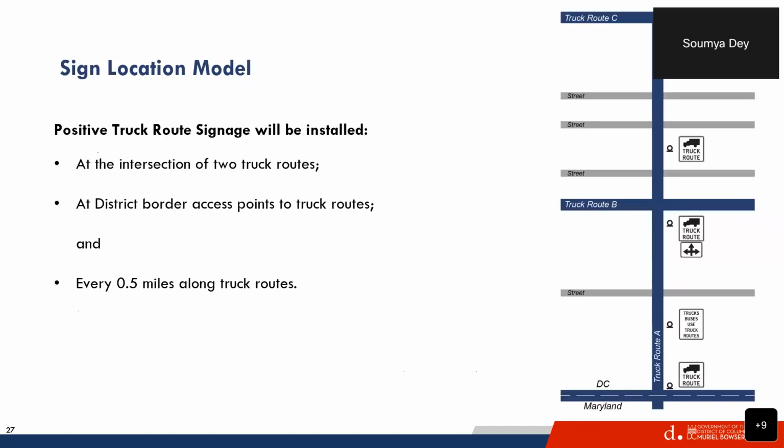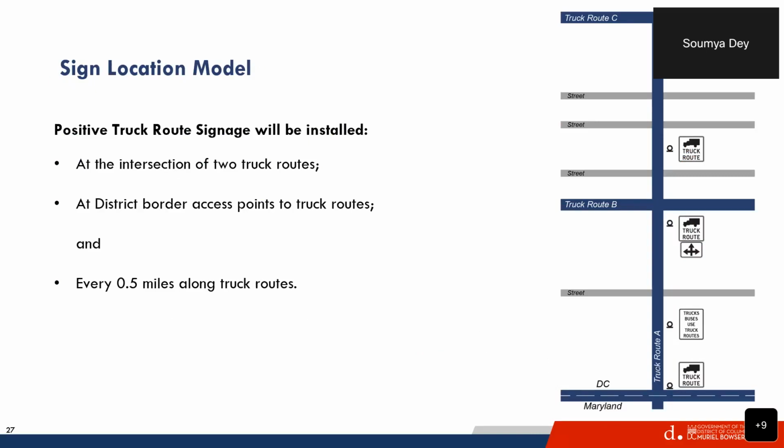Kind of a model on how, now that we have this system, we assign signs, right? So the signs fall in two big buckets. The first one is kind of letting people know what the rule is, right? That's whenever somebody crosses from Maryland into DC, letting them know that trucks and buses are supposed to use truck routes. So that's the first group of signs at entry points to the district.